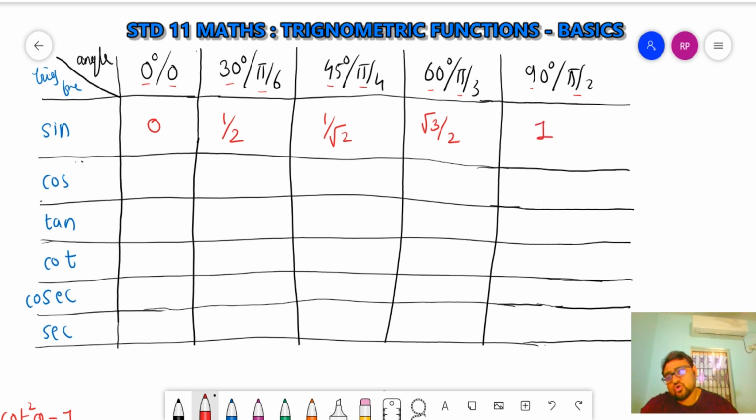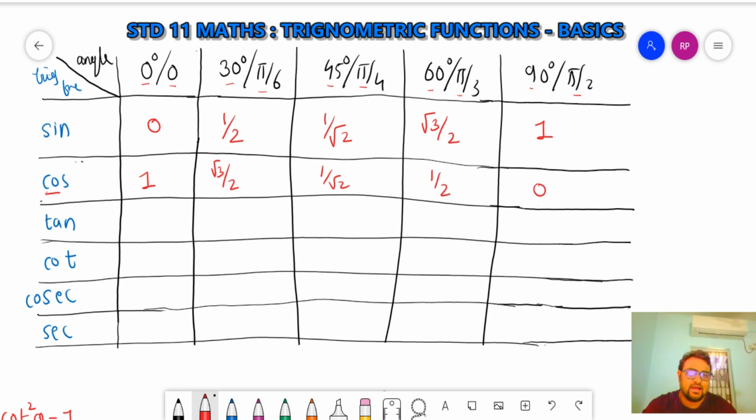Okay, now cos. What is cos? CO means complementary of sine. Clear? So 0 plus 90 equal to 90 degree. So for 0 degree, what is the complementary of cos 0? Sine 90. So that will be equal to 1. What is the complementary of 30 degree? 60. So sine 60, root 3 by 2. Complementary of 45, 45. So 1 by root 2. Complementary of 60, 30 degree. So 1 by 2. Okay, 0.